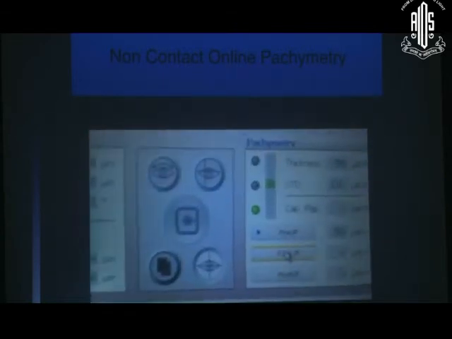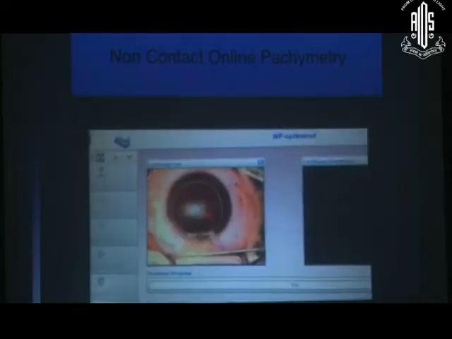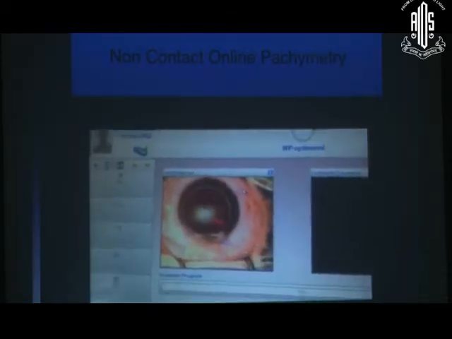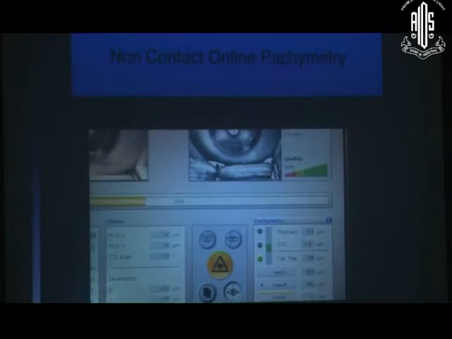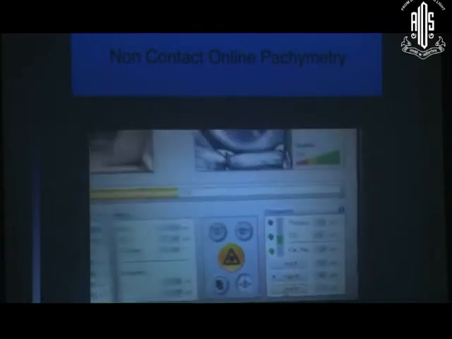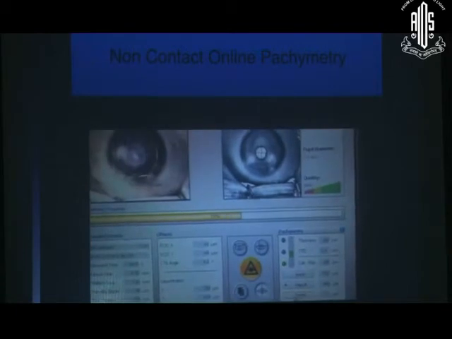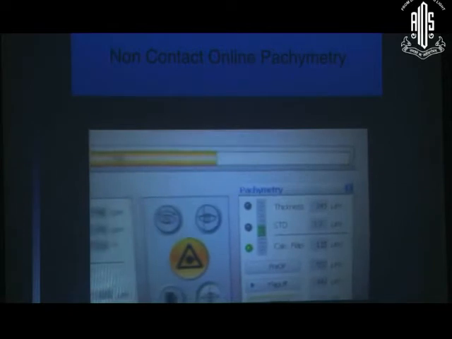Basically, you take the pre-op pachymetry. After you lift the flap, you repeat the pachymetry again, and it straight away shows you what is the flap thickness. You don't need to do that little bit of subtraction. And following the laser ablation, you once again take the pachymetry so that you know what is the residual stromal bed which you are left behind.